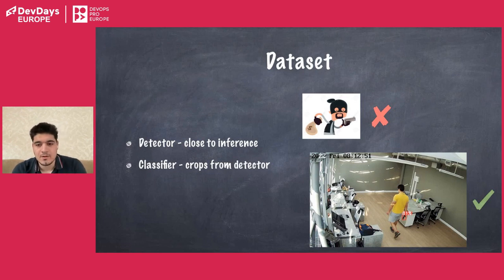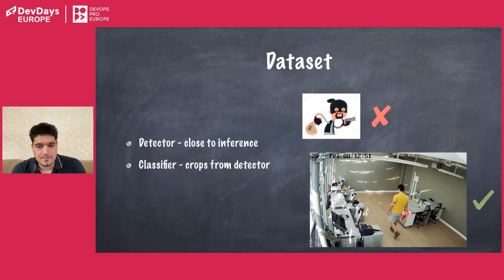In the example of a gun, you don't need to bring a gun to 10 centimeters in front of the camera because it is not realistic. And also, you don't want to have pictures in your dataset like the first one on this slide because it is not realistic. You are not going to get anything like that on your inference.